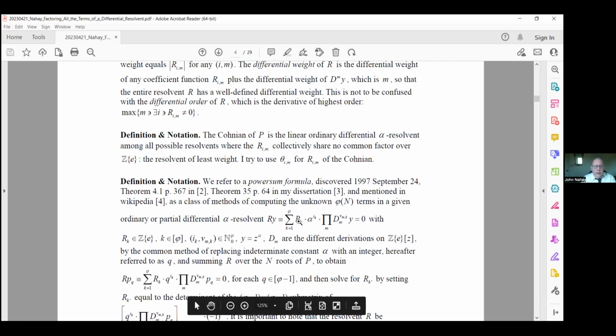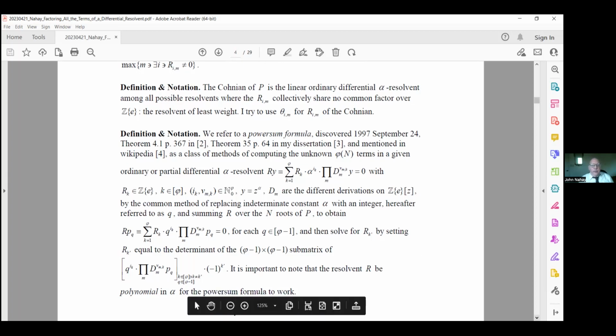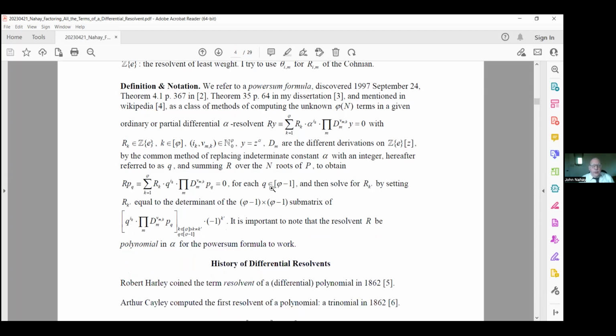Here I rewrote the subscripts on R in a different way. The R's are in the base differential ring, and there are derivations again on the base differential ring adjoining polynomials in Z. And this general class of methods is replacing the indeterminate constant alpha with an integer, hereafter referred to as Q, and summing R over the n roots of P to obtain a system of linear equations in the derivatives of those power sums. And Q is one fewer than the number of undetermined coefficient functions.